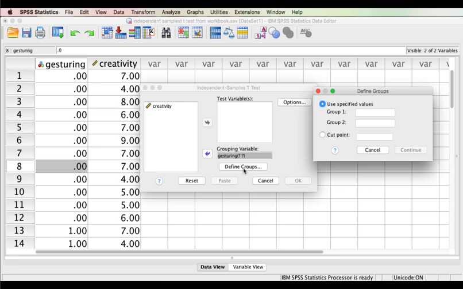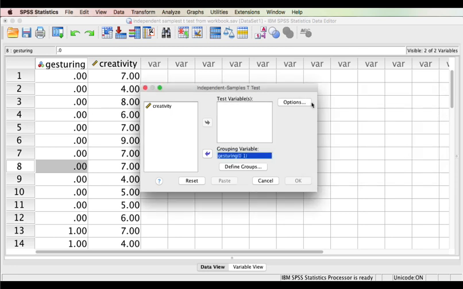This is based on how the groups were coded in your data set. The numbers that you enter here need to match your data. I'm going to enter 0 because gesturing was coded as 0 and 1. Click Continue, and then I send creativity, my DV, to the test variables box. Then I click OK.